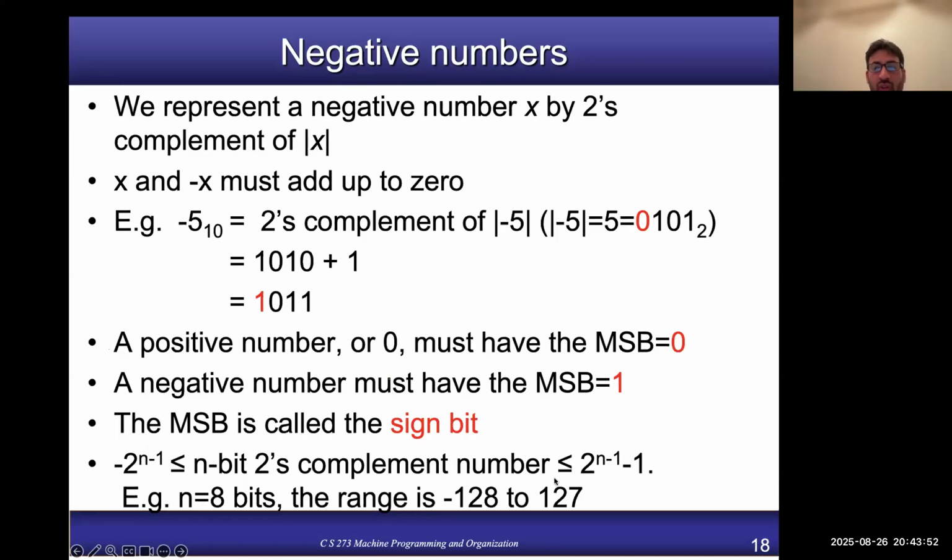But this is the range for the case when we are talking about signed numbers. If you are talking about unsigned numbers, where we assume that all the binaries represent only positive numbers, then your range will be from 0 to 2 raised to power n minus 1. Any questions? Just like we saw that 2 bits can represent numbers from 0 to 3. Okay, any questions at this point? No?